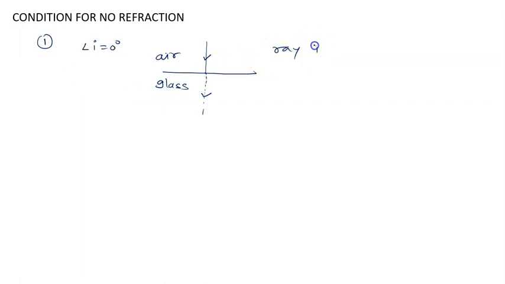Condition for no refraction. The first condition we have discussed: when angle of incidence is equal to 0 degree, there is no refraction. Suppose this is the air and this is glass. When the light is striking along the normal, the incident ray is the same as the normal, so we say the angle of incidence is 0. Practically we will see this light will not bend even though the medium is changing, but it will pass straight, or undeviated. So the first condition for no refraction is angle of incidence 0, or the ray incident normally. In that situation the angle of refraction will also be 0 and the ray will remain undeviated.